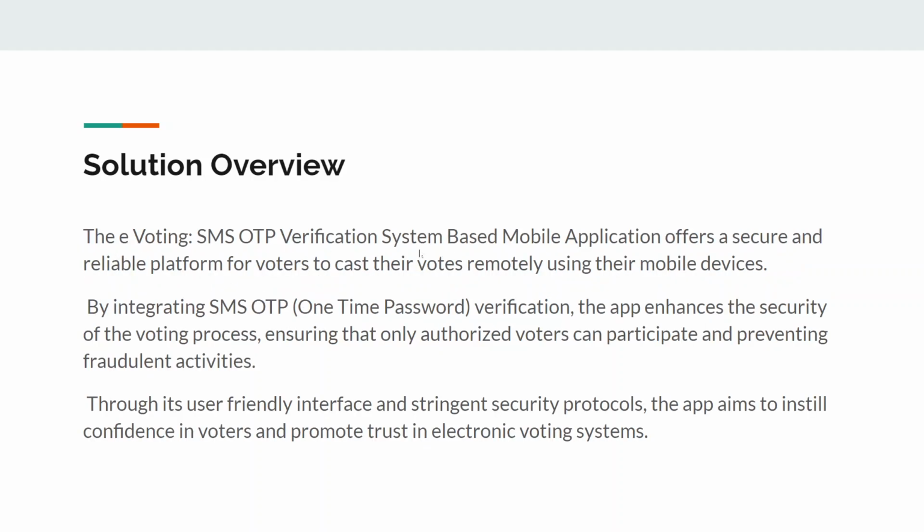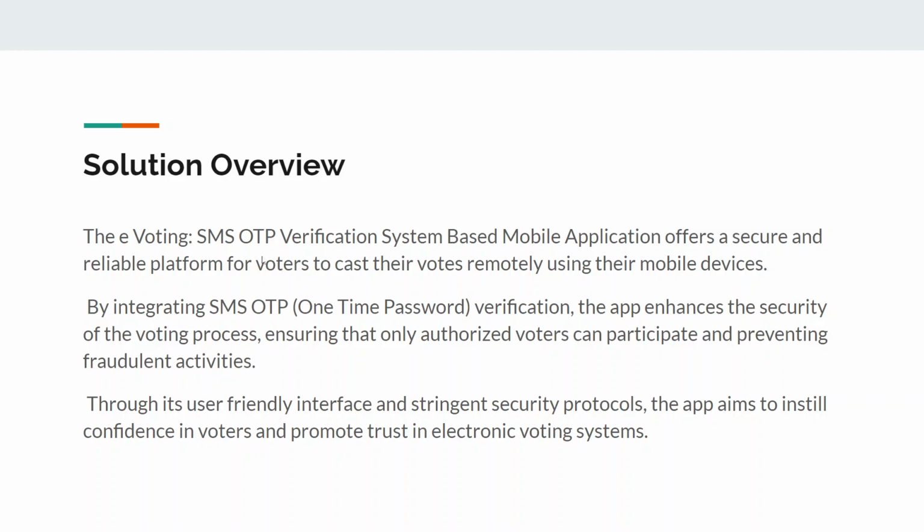The e-voting SMS verification system based on the mobile application offers a secure, reliable platform for the voter to cast their votes remotely using their mobile devices. By integrating the SMS OTP, one-time password verification, the app enhances the security of the voting process, ensuring that only authorized voters can participate and preventing fraudulent activity. And through its user-friendly interface and strong security protocol, the app aims to instill confidence in the voters and promote their trust in the electronic voting system.